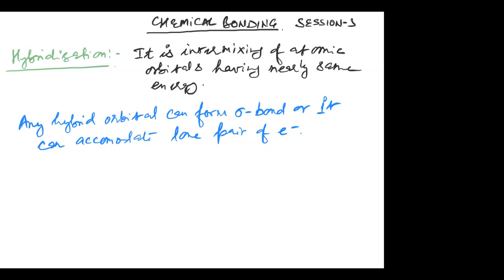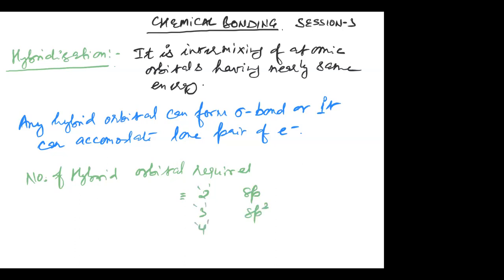Further, the number of hybrid orbitals required: if we have 2 hybrid orbitals required, it will be sp hybridization. 3 hybrid orbitals, it is sp2. 4, it is sp3. If we have 5, it is sp3d. If we have 6, it is sp3d2.